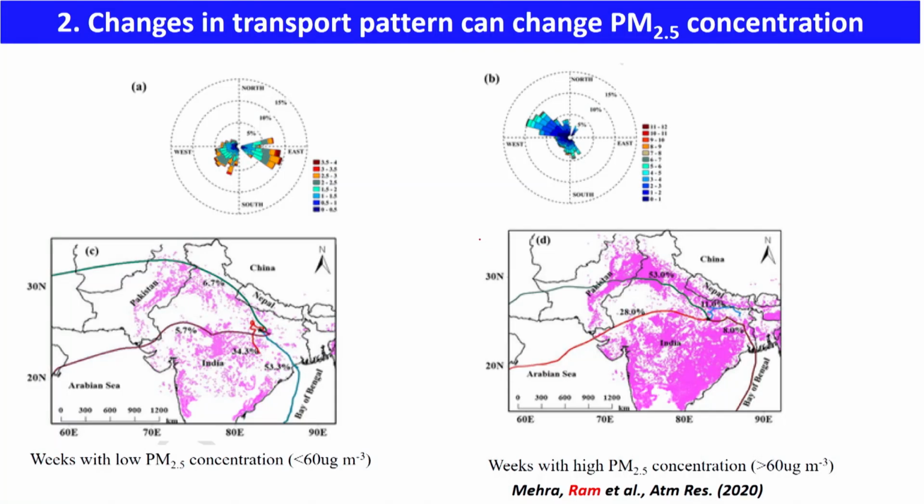Now, how does the transport pattern matter? In the previous slides I just gave the example of the westerlies, but let me give an example with this slide. This slide talks about changes in the PM2.5 concentration when the transport pattern itself changes. So, this is very important. We collected the samples at Varanasi.